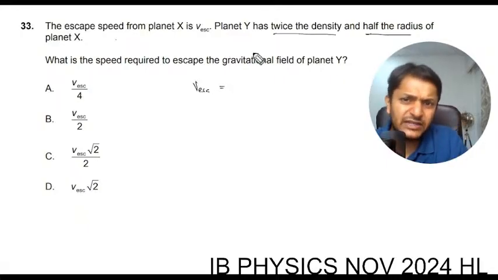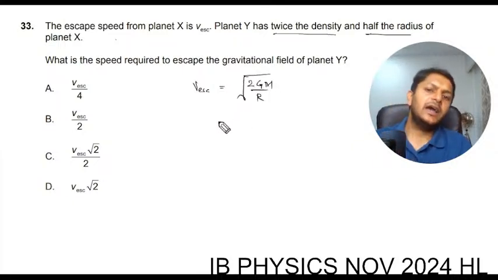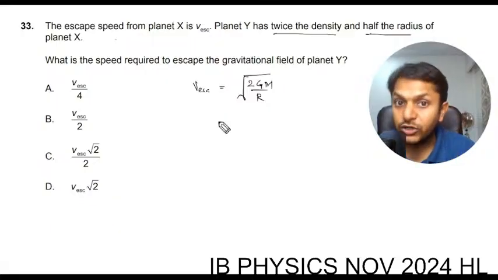The escape speed is given by the square root of 2GM by capital R. And this is the formula which is given in the data booklet also.